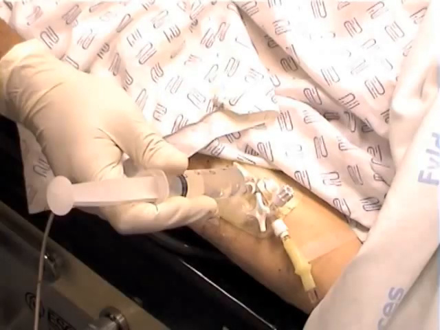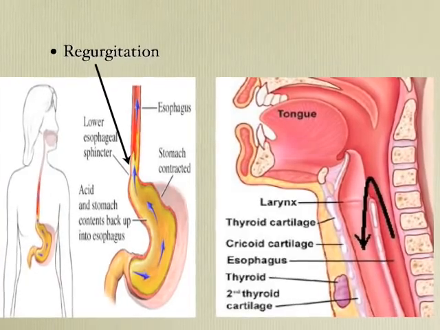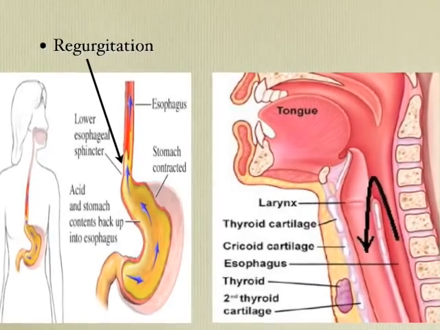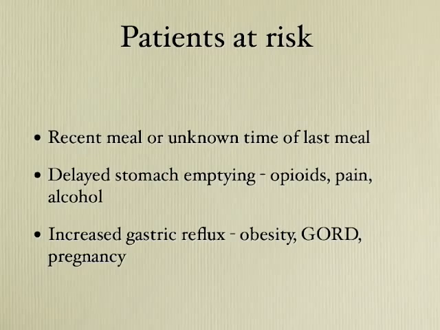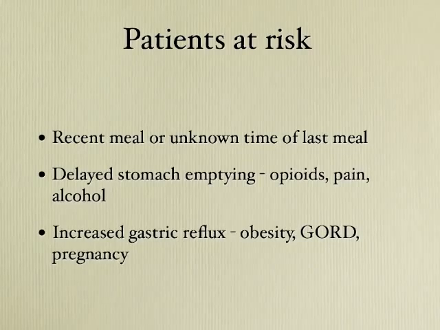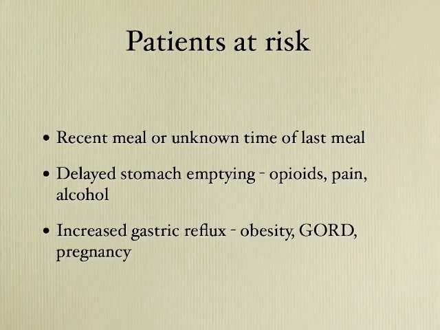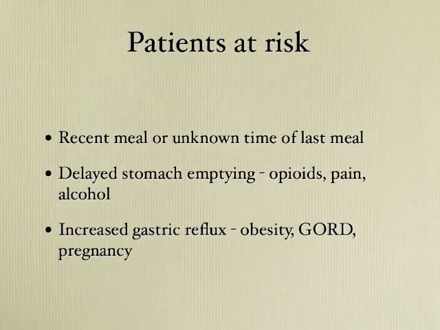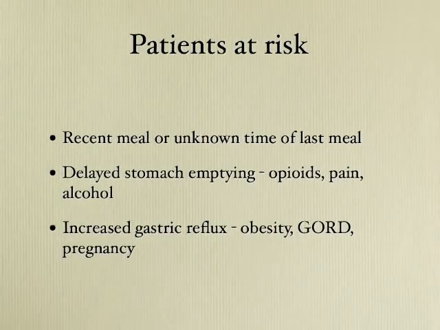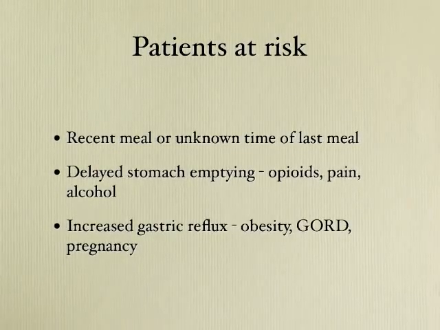Rapid sequence induction is a method of inducing anesthesia in a selected group of patients. On induction of anesthesia, the lower esophageal sphincter relaxes, thereby increasing the risk of aspiration of stomach contents. Certain patients are assumed to have a full stomach and are therefore at increased risk of aspiration and regurgitation. The following are some examples. Patients who had a recent meal or couldn't reveal the time of last meal. Patients with delayed stomach emptying caused by opioids or alcohol or pain. Patients with increased gastric acid reflux, for example, obesity, gastroesophageal reflux disease, or pregnancy.